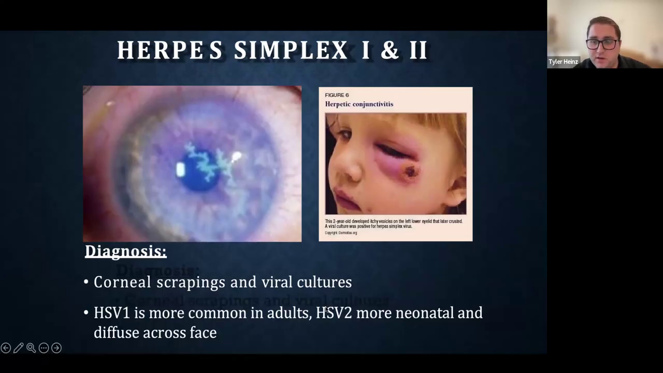HSV1 is more common in adults. HSV2 is more so neonatal and oftentimes a little more diffuse across the face as well. So it's not just usually in one eye area with the HSV2.